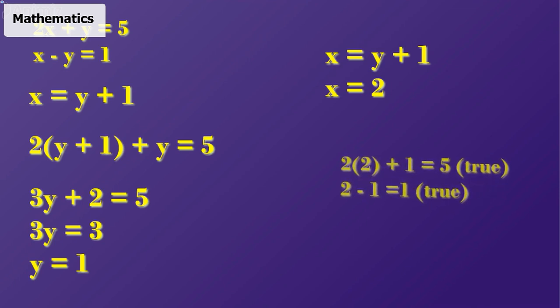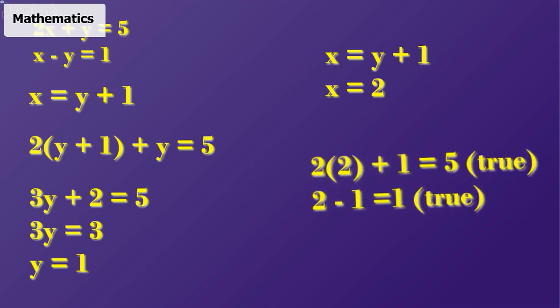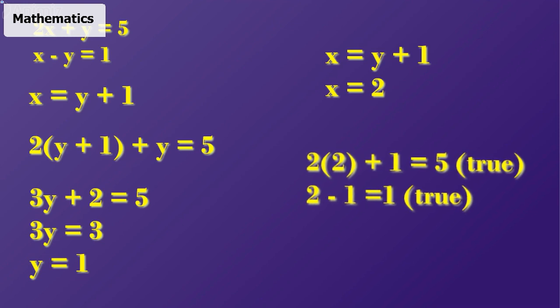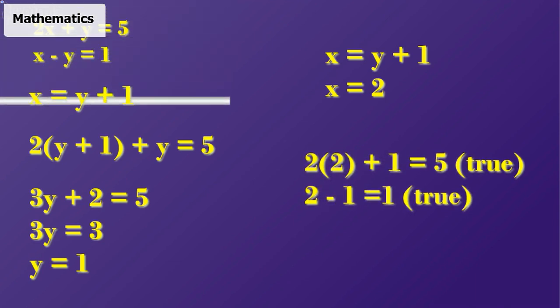Step 5. Check the answer. We can verify our answer by substituting x equals 2 and y equals 1 back into both equations. 2 plus 1 equals 3, true. 2 minus 1 equals 1, true.